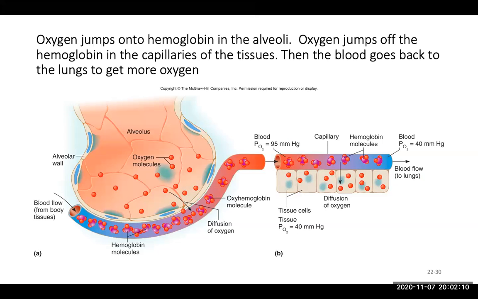Here's more of a detailed look at how oxygen jumps onto hemoglobin in the alveoli. Oxygen will jump off the hemoglobin in the capillaries of the tissues, and then the blood goes back to the lungs to get more oxygen. So oxygen here diffuses into the blood capillaries. It jumps onto the hemoglobin molecules, so we get oxyhemoglobin. And then when it gets to the tissue cells, oxygen will jump off of the hemoglobin into your tissue cells, and that blood will return back to the lungs just to get more oxygen.